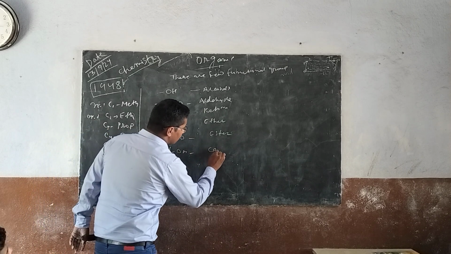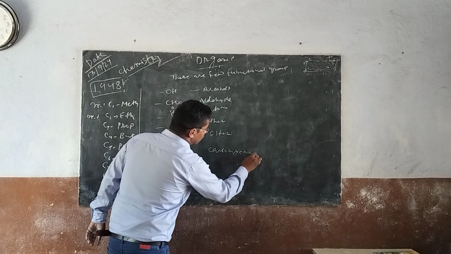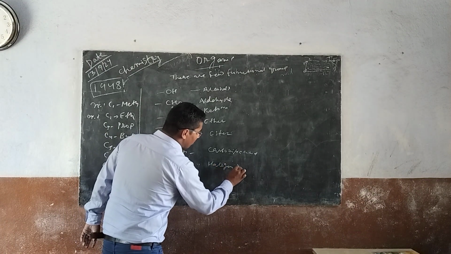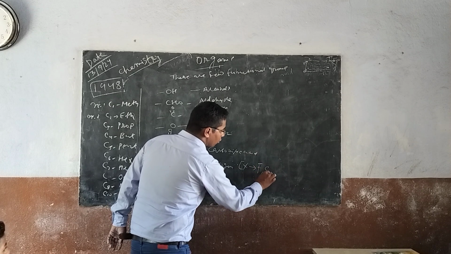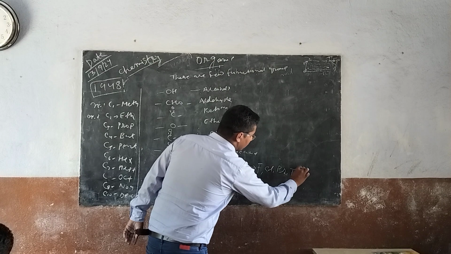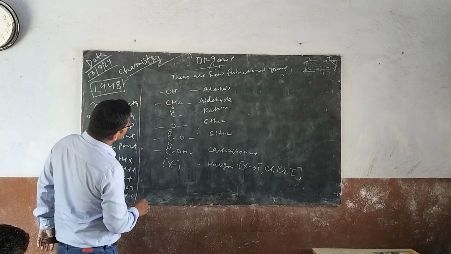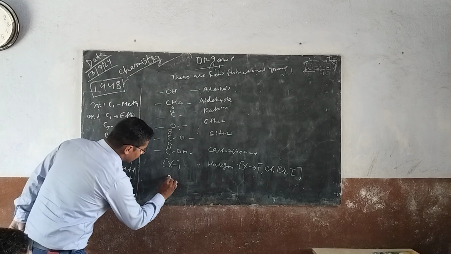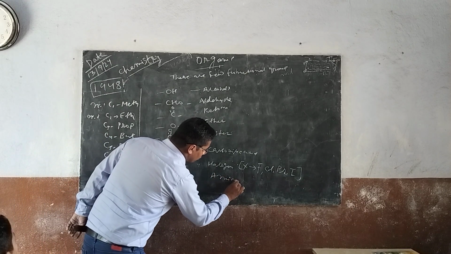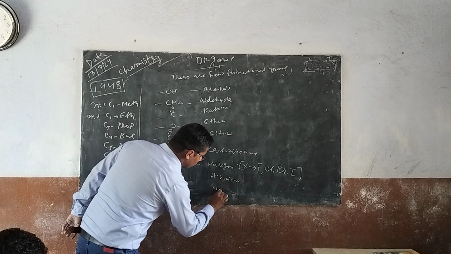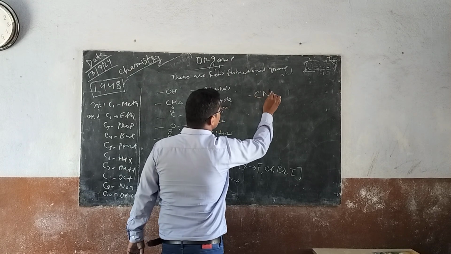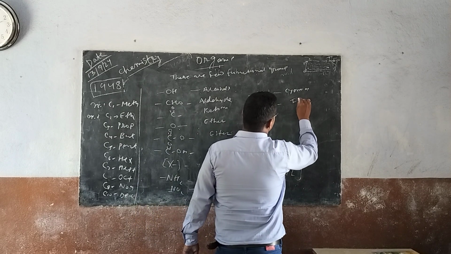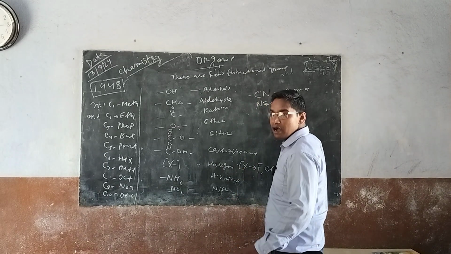X is the symbol of halogen, and the members of halogen are fluorine, chlorine, bromine, and iodine. Very good. Which is left? Alcohol, aldehyde, ketone, ether, ester, carboxylic acid, halogen. Amine, nitro, cyanide, and isocyanide. Cyanide is commonly known as nitrile, and isocyanide as isonitrile. Very good.